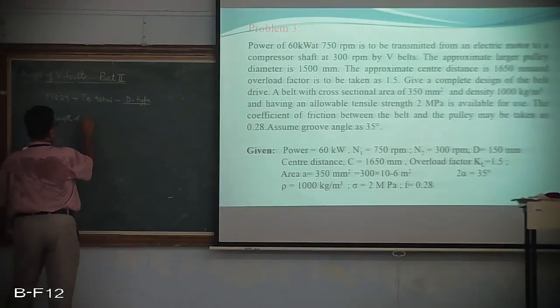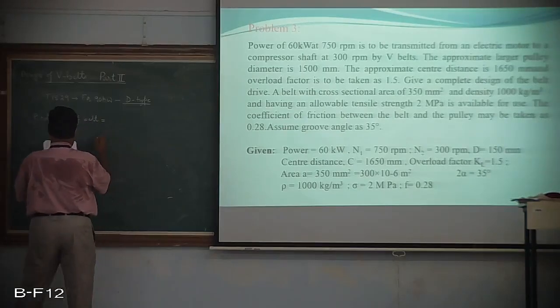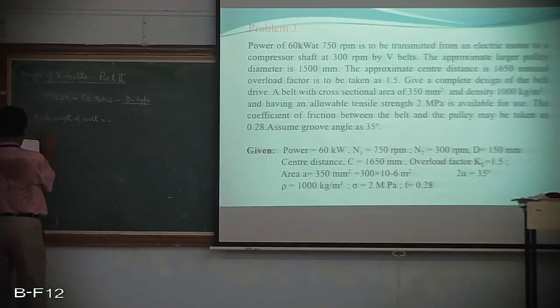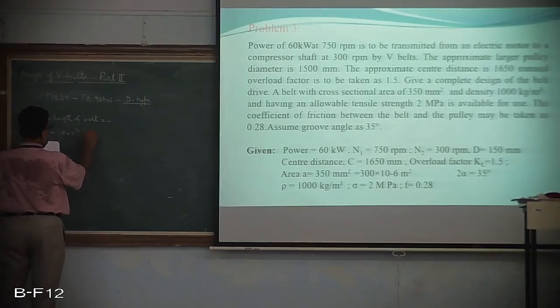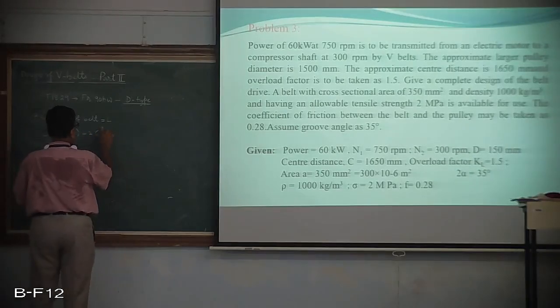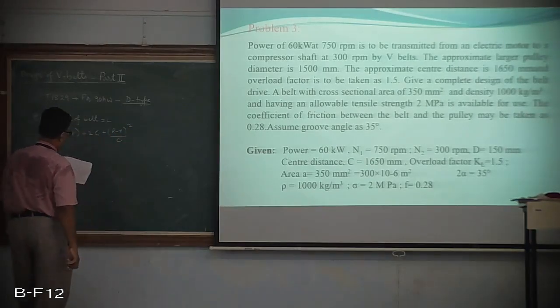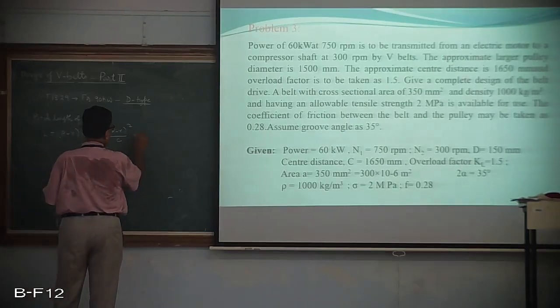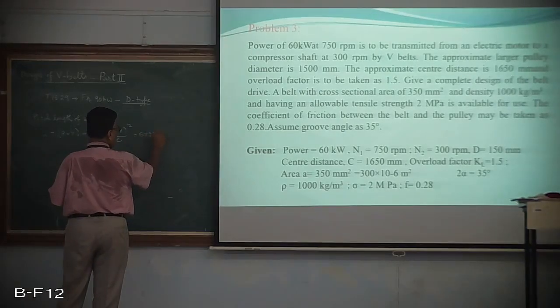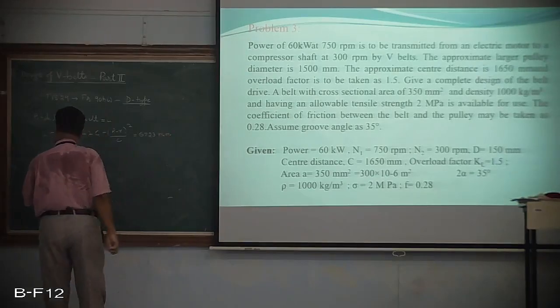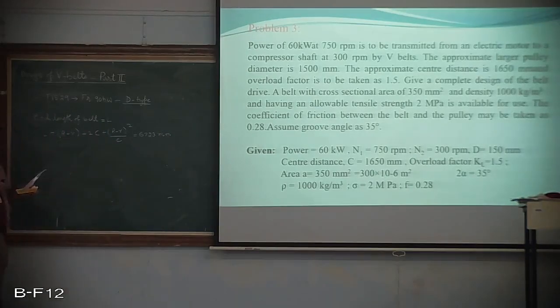Pitch length of belt, L, is given by pi into bracket (R plus r), plus 2C, plus (R minus r) whole square upon C. If you substitute all this, it comes to 6723 mm, which is going to be the pitch length of the belt.